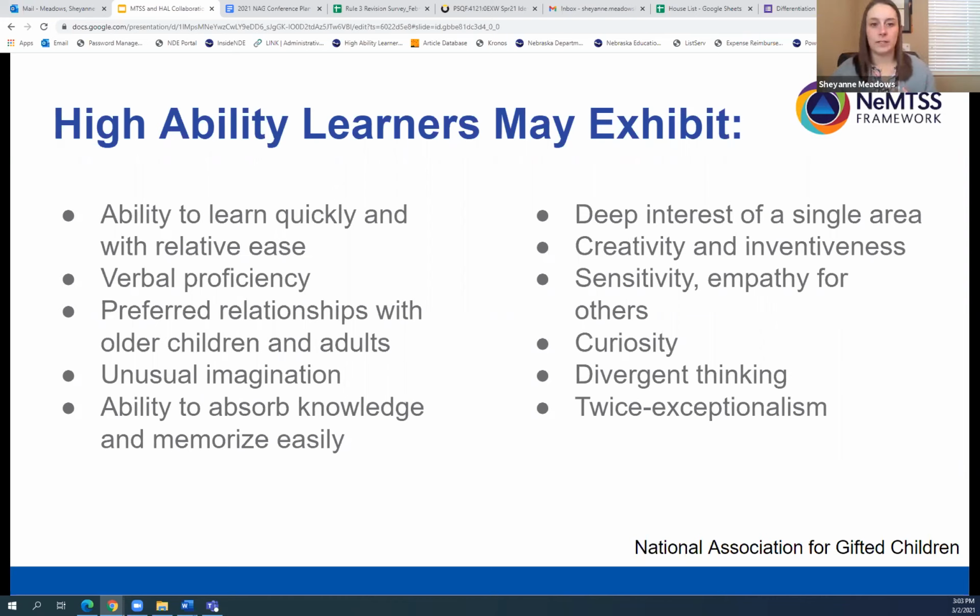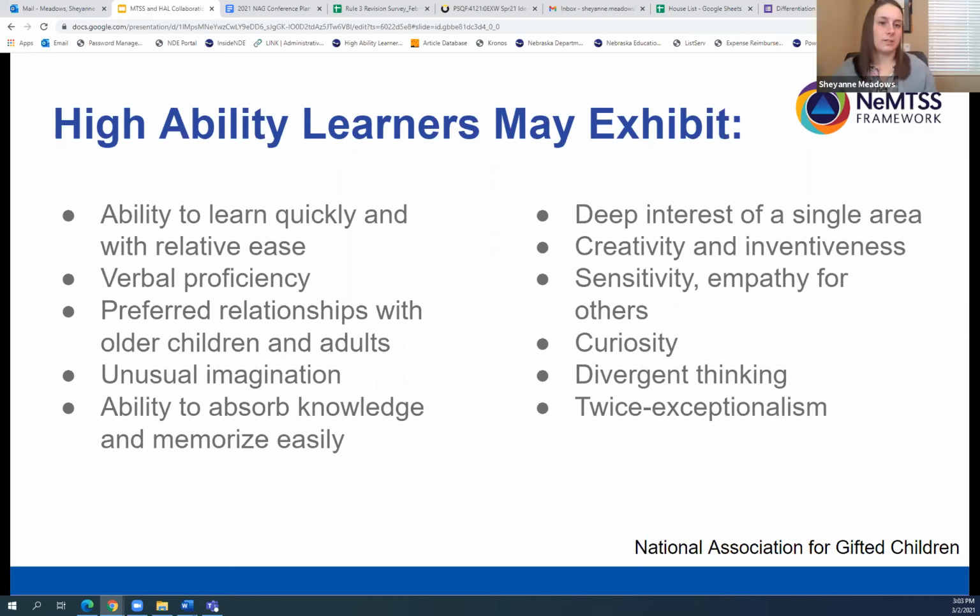A lot of times they have really deep interests in single areas. So for example, if you've got a first grader who can tell you everything in the entire world about dinosaurs because they've read all the books about dinosaurs, they're really deeply interested, that might be a sign of a high ability learner. They're often creative and inventive. Something about high ability learners is that they have a lot of empathy and they're really sensitive, especially to criticism. They're often curious, have that divergent thinking.